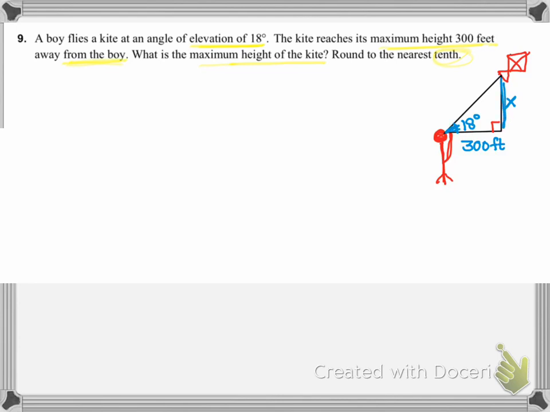This is going to be the opposite leg, so this is O, and this is going to be our adjacent leg. This is going to be A. Let me use a different color. This is A. Opposite and adjacent for 18 degrees. Let's plug it in and solve it. We are going to use tangent of 18 degrees. That's O over A, that's x over 300.